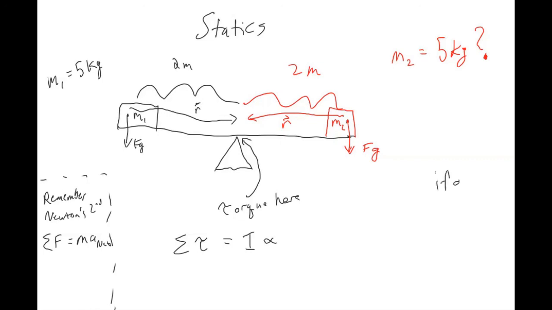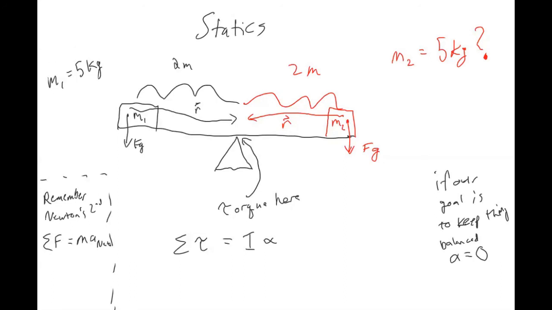So if our goal is to keep things balanced, so if this thing is balanced, it's not going to rotate. And if it's not going to rotate, then what would the angular acceleration be of the seesaw? Zero. So just like with Newton's laws, if we wanted something to not move, we had to balance the forces. For torque, if we want things to not rotate, we need to balance the torques.